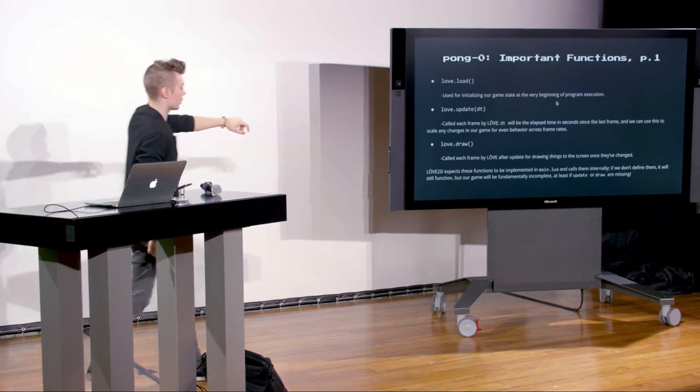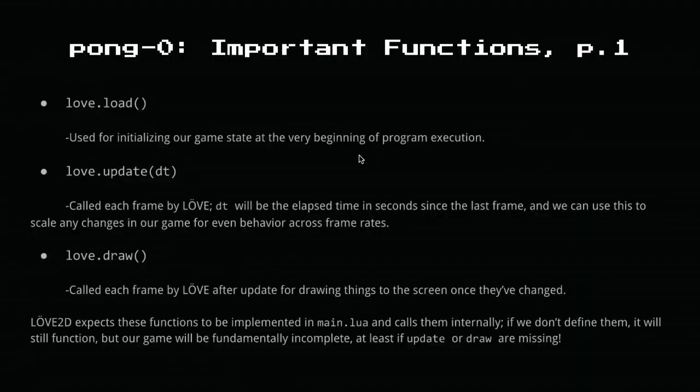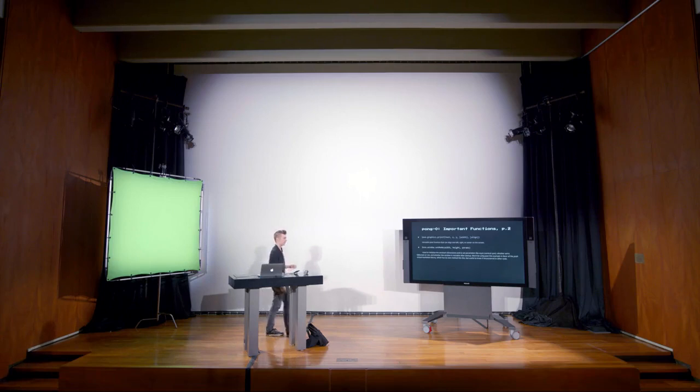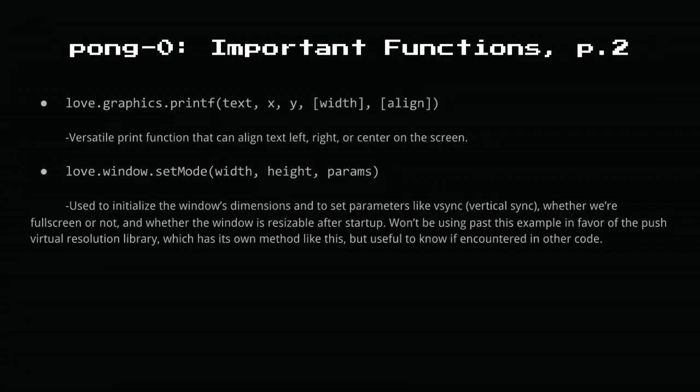love.draw is the other big function. Between update and draw, they're arguably the two most important functions. love.draw is the function that we're going to define that has all of our drawing behavior, our rendering behavior in it. And that's where we can draw our paddles, we can draw our ball, and then update is where we can change the paddle's position and so forth. Two more important functions we'll take a look at in the first example. love.graphics.printf is the Love2D analog of printf in C. The difference being that this printf lets us actually draw physically onto the screen versus a console. We give it text as a string and an x and a y coordinate, and optionally a width and an align.